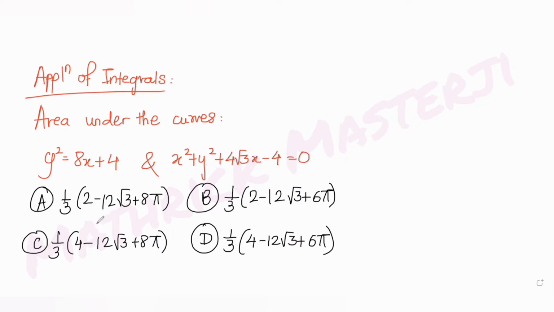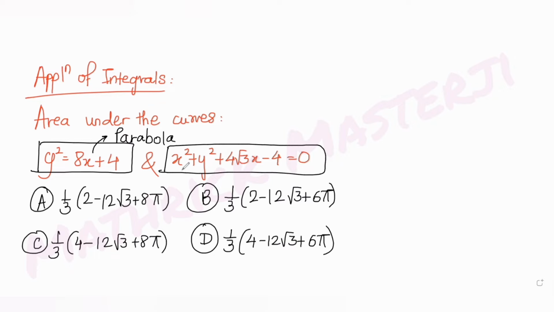So we need to figure out which one of the answer choices is the correct answer for the question given to us. First of all, let's analyze the two equations given. The first equation, y square equals x form, is the equation of a parabola. The other equation, in terms of x square and y square, is the equation of a circle. So let's simplify both of these expressions, find the curves, and understand how they look.